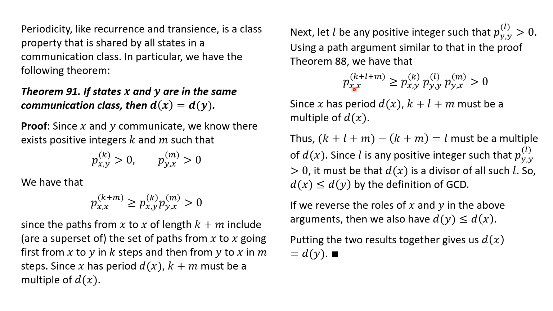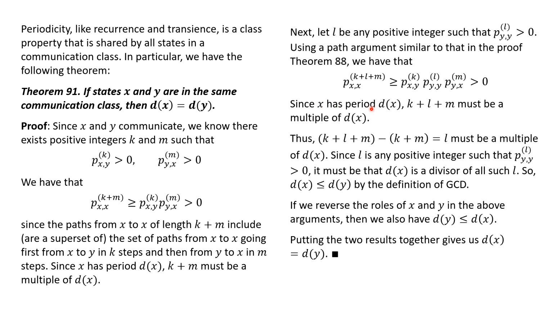So going from x back to x in k plus L plus m steps has more flexibility, more possibilities than this more restricted path. It's still going from x back to x in k plus L plus m steps, but you have to enter y in k steps, return back to y in L steps, and then go from y to x in m steps.